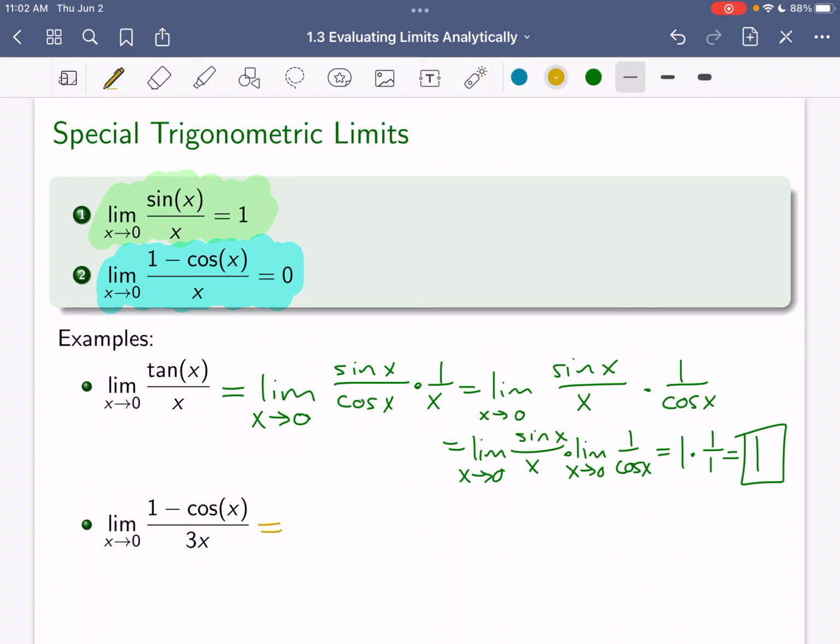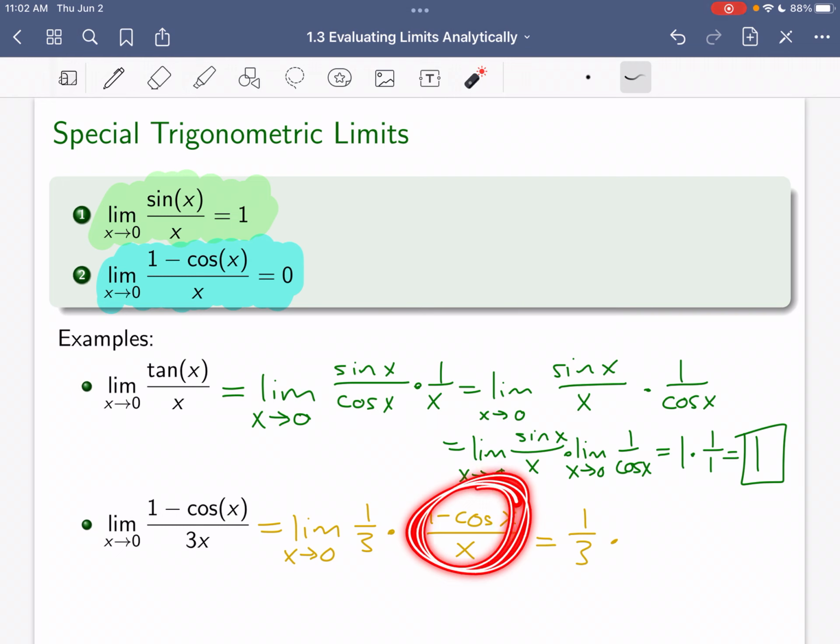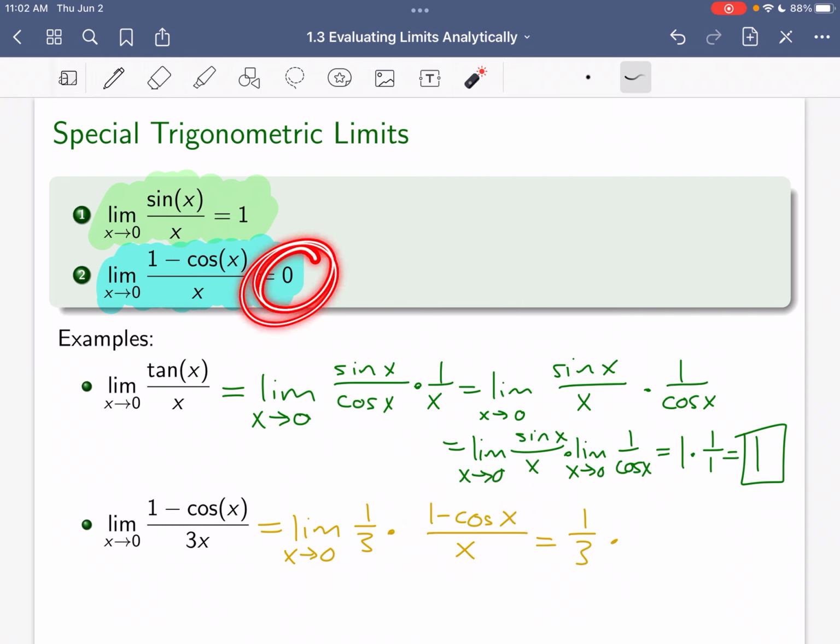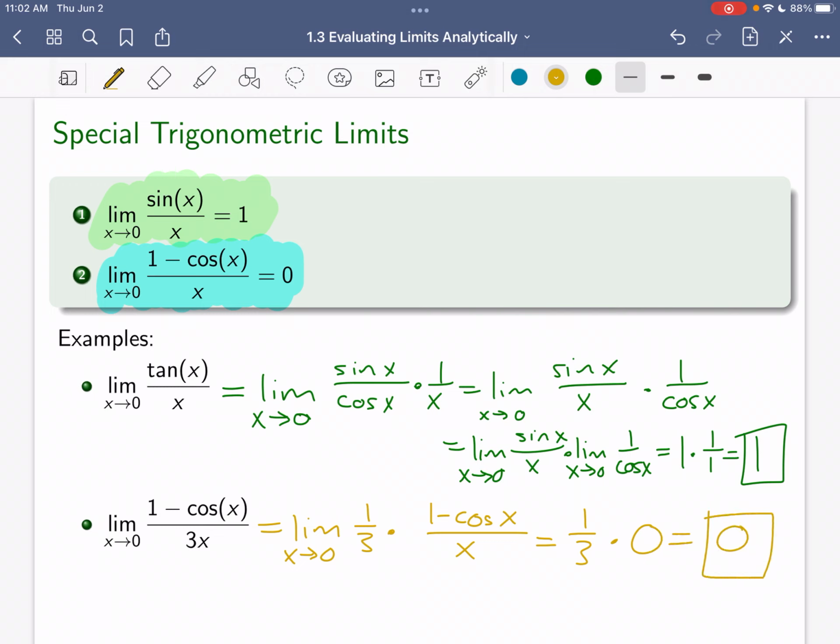Let's see if we can get this into one of our special trig limit forms. We can rewrite this as the limit as x approaches 0 of 1/3 times 1 minus cosine x over x. The 1/3 will stay 1/3. This piece, as x goes to 0, is going to head towards 0. So we have 1/3 times 0, or 0. Great, so that's what we get. Let's look at two more examples.